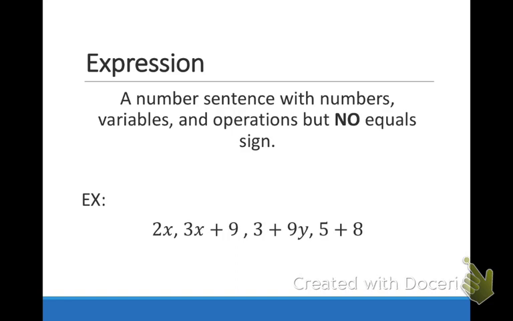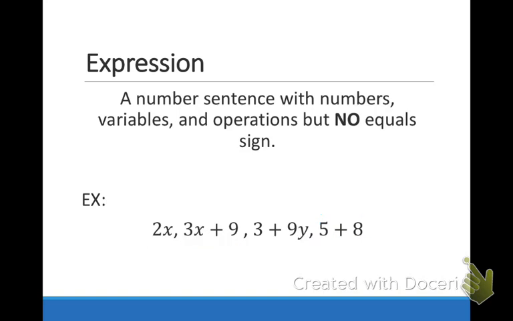So, for example, I have 2x, and these are listed at the bottom. 2x is an example of an expression because it does not have an equal sign. 3x plus 9 is an expression. 3 plus 9y, 5 plus 8. Notice I do not always have to have variables. I remember that this 5 plus 8 is also an expression. It is just a numerical expression rather than an algebraic expression.